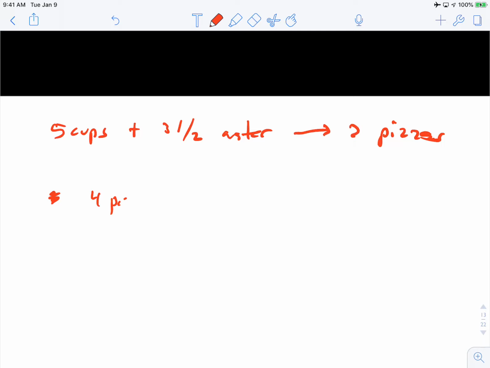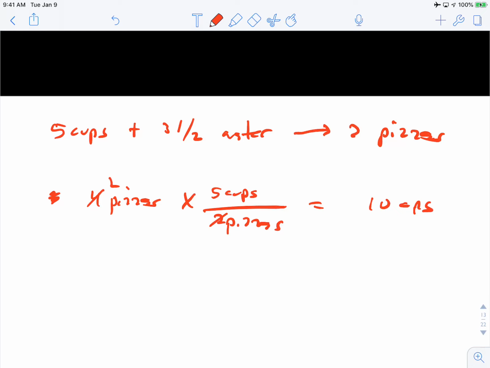4 pizzas times 2 pizzas are produced for every 5 cups of flour. So effectively, that tells me how many cups of flour I need, right? It's going to be multiplying it by 2. 2 times 5 is equal to 10 cups. You can see that effectively.